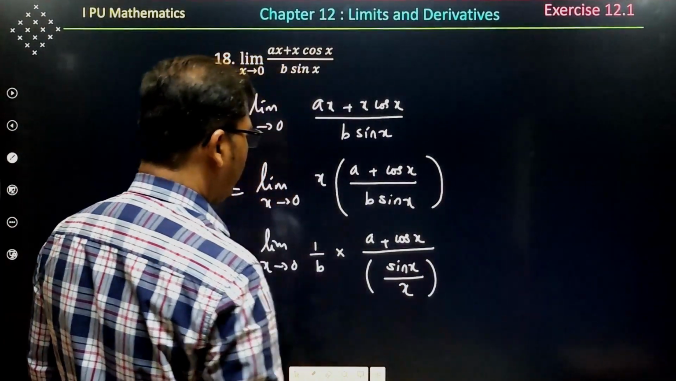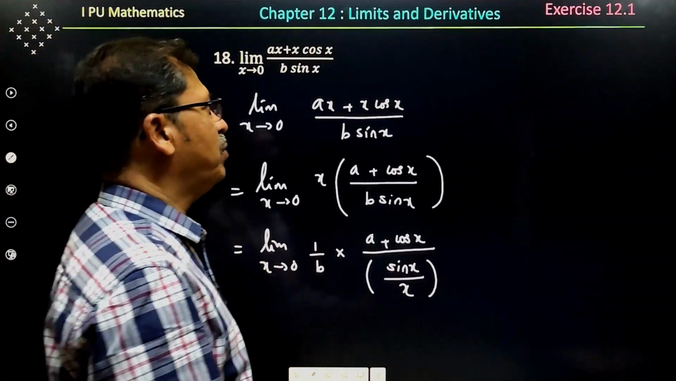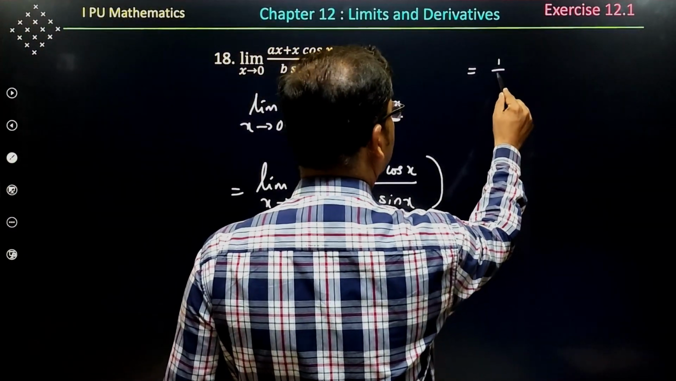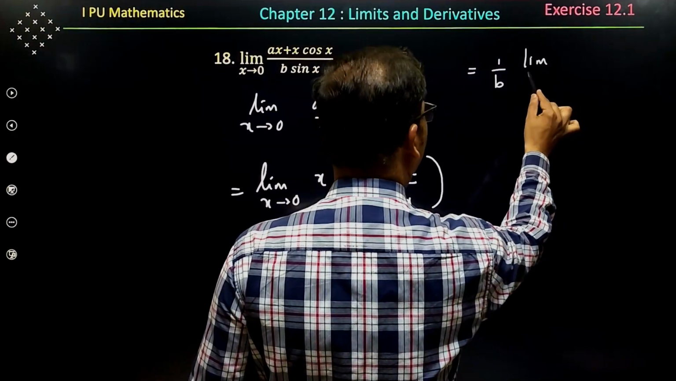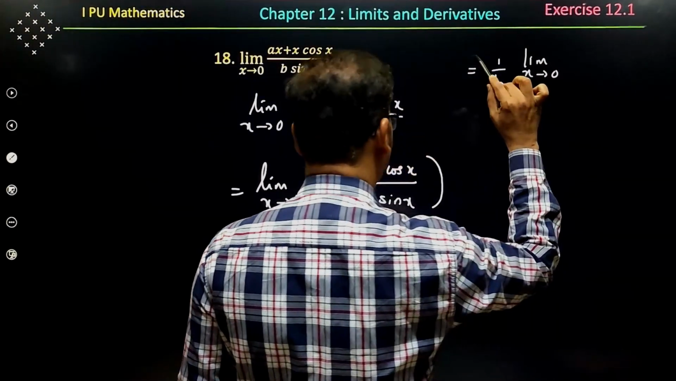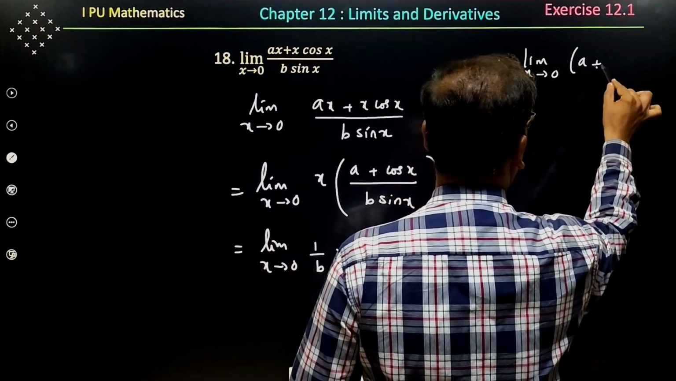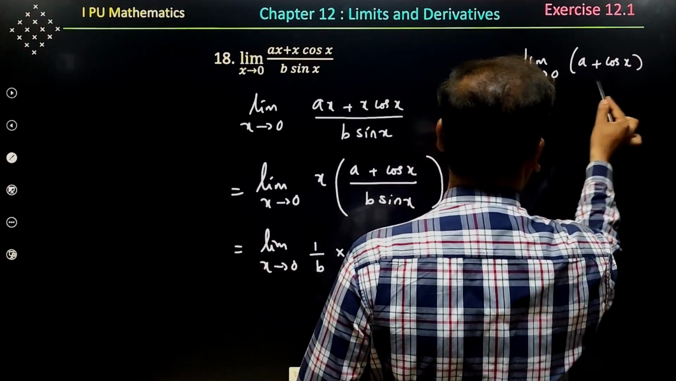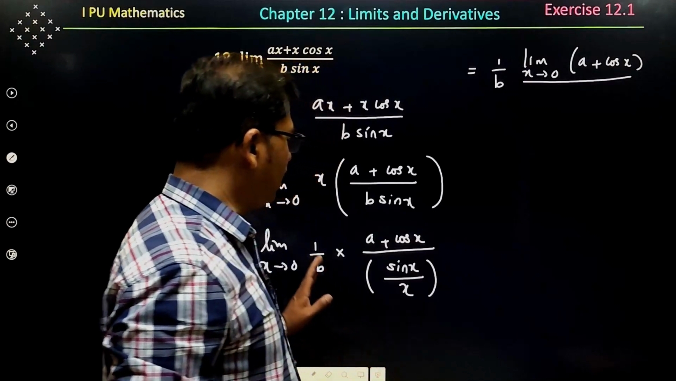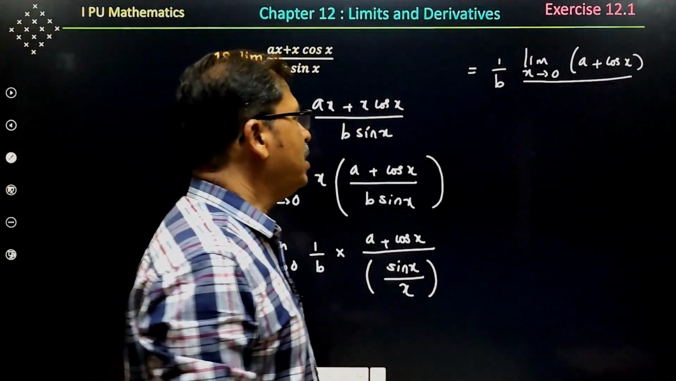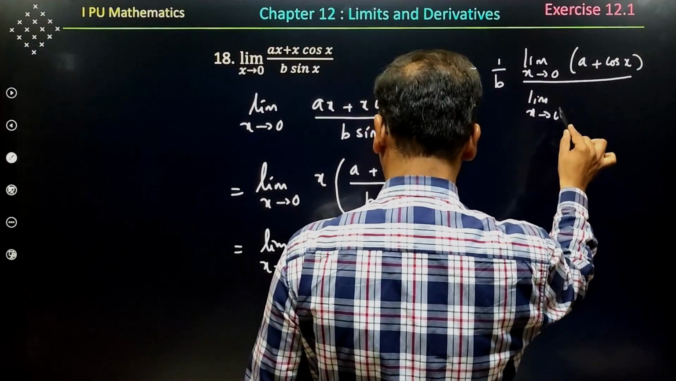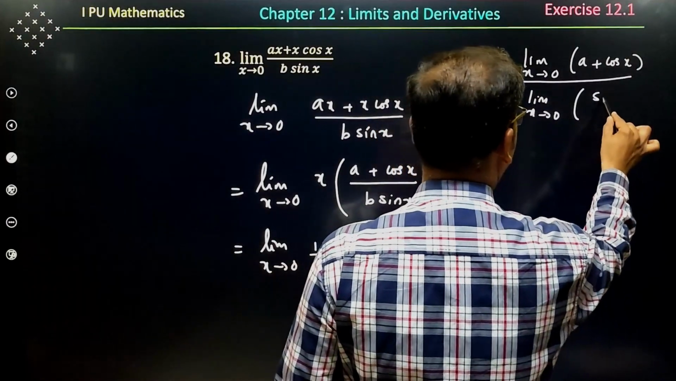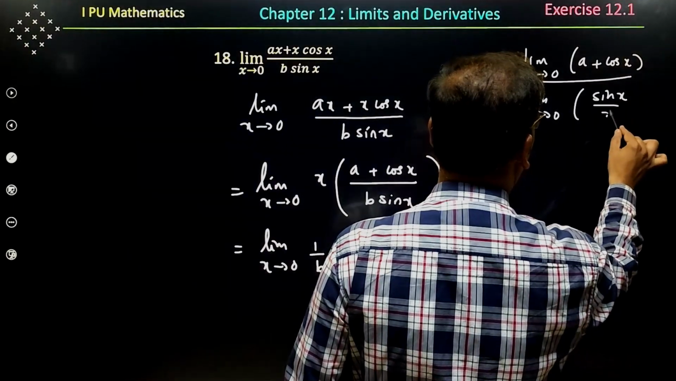Okay. Now you apply the limit. 1 by b you take outside. Taking 1 by b outside, limit x tends to 0. To the numerator you apply a plus cos x. This is the numerator term. And for the denominator term you apply the limit x tends to 0, sin x upon x. This is sin x divided by x here.